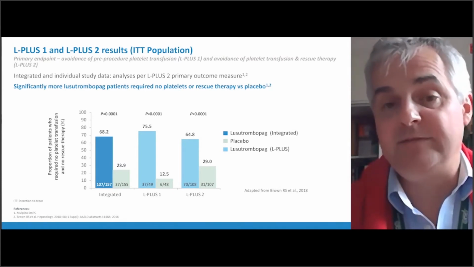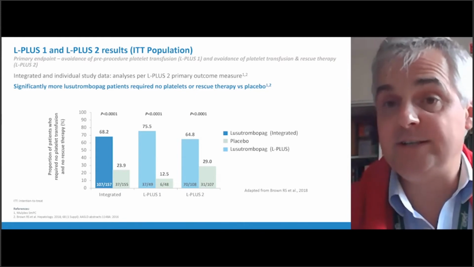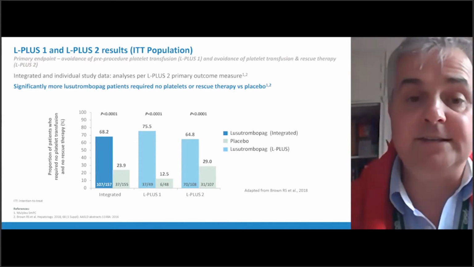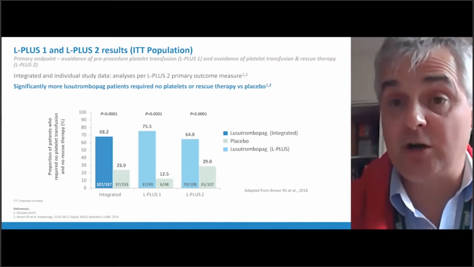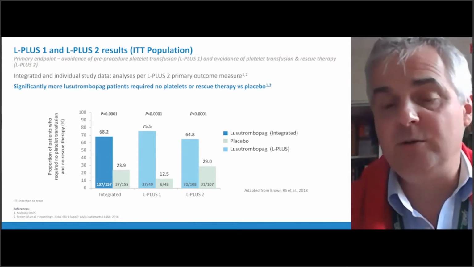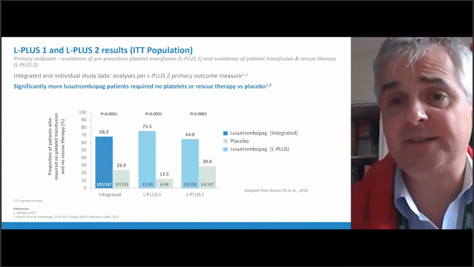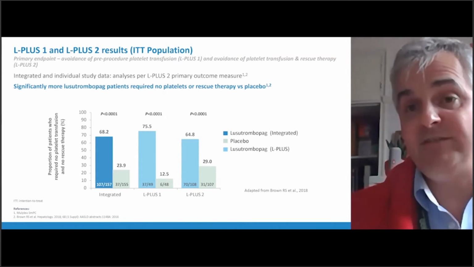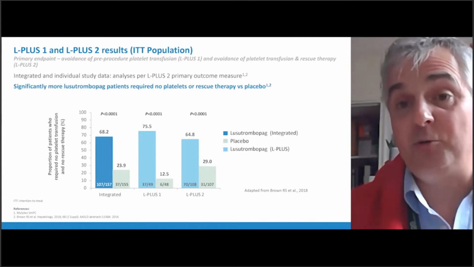So in L+2, to give you an idea, nearly 65% of patients who received lucitrombopag avoided platelets or rescue therapy, as compared to 30% of the control arm. And in L+1, the same figures were 75% of patients who received the drug avoided a platelet transfusion, as opposed to just 12% of patients who received placebo. So when you amalgamate the two sets of figures, the top line is that if you're given the drug, 70% of patients don't need to have a platelet transfusion or avoid rescue therapy, whereas only 25% of patients, or under 25% of patients, avoided platelets or rescue therapy.